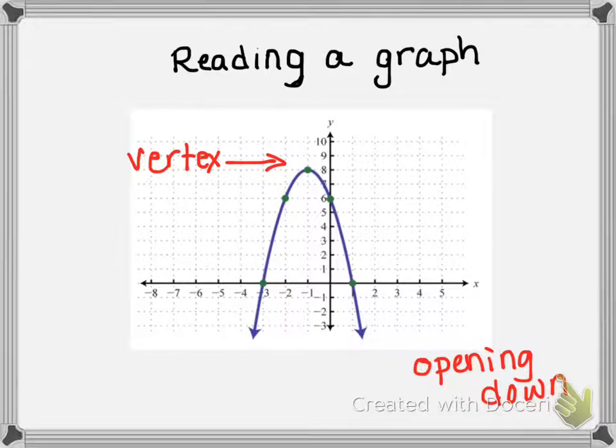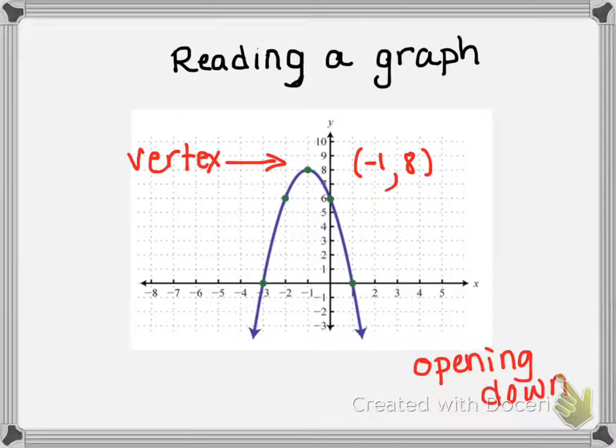We make sure that when we describe that vertex, we use our xy coordinates. In this case, my x coordinate of the vertex is -1. Your y coordinate of the vertex would be 8. So this would be a maximum vertex at -1, 8.